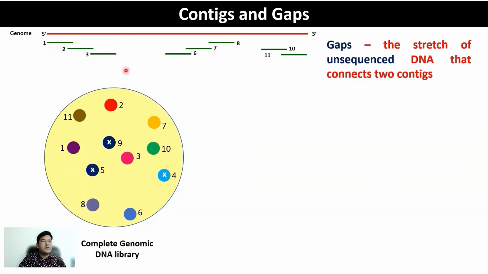You have one Contig here between 1, 2, and 3. You have a second Contig here between 6, 7, and 8. 4 and 5 are missing here. And then you have a third Contig here between 11 and 10. Fragment 9 is missing here. So these represent your gaps, and the continuous sequence that you get based on the overlap represents your Contigs.